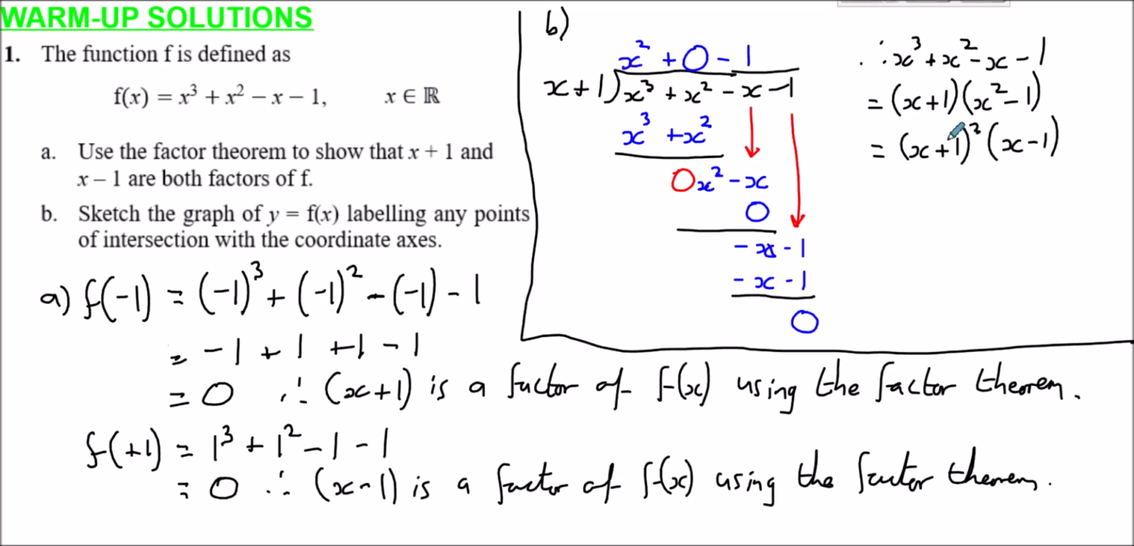Now we know the 3 roots. We've got a repeated root at minus 1 and the third root at plus 1. We now have all the information we need to do this sketch.